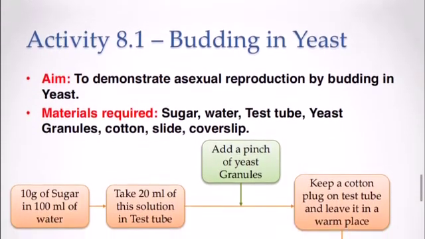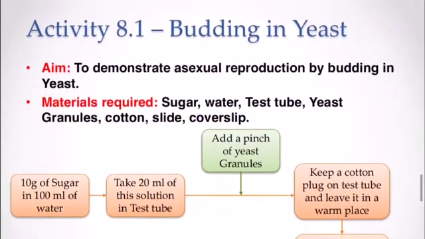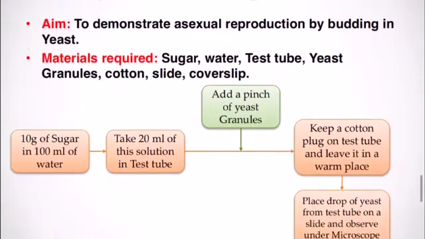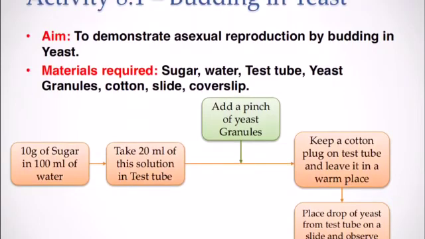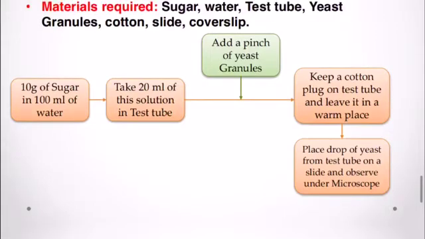The first activity, one by one I will do, that is budding in yeast. That is to demonstrate asexual reproduction by budding in yeast. Material which are required is sugar, water, test tube, yeast granule, cotton, slide and cover slip. So what we will do in it, take 10 gram of sugar in 100 ml of water, take 20 ml of this solution in test tube, add a pinch of yeast granule, keep a cotton plug on the test tube and leave it in the warm place.